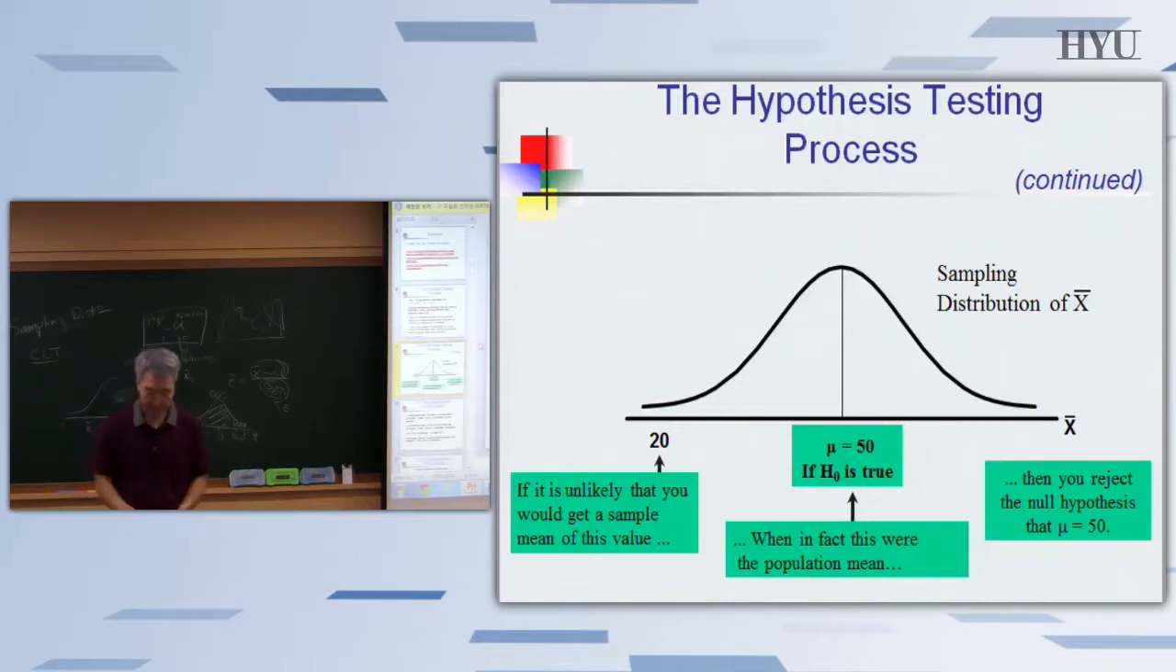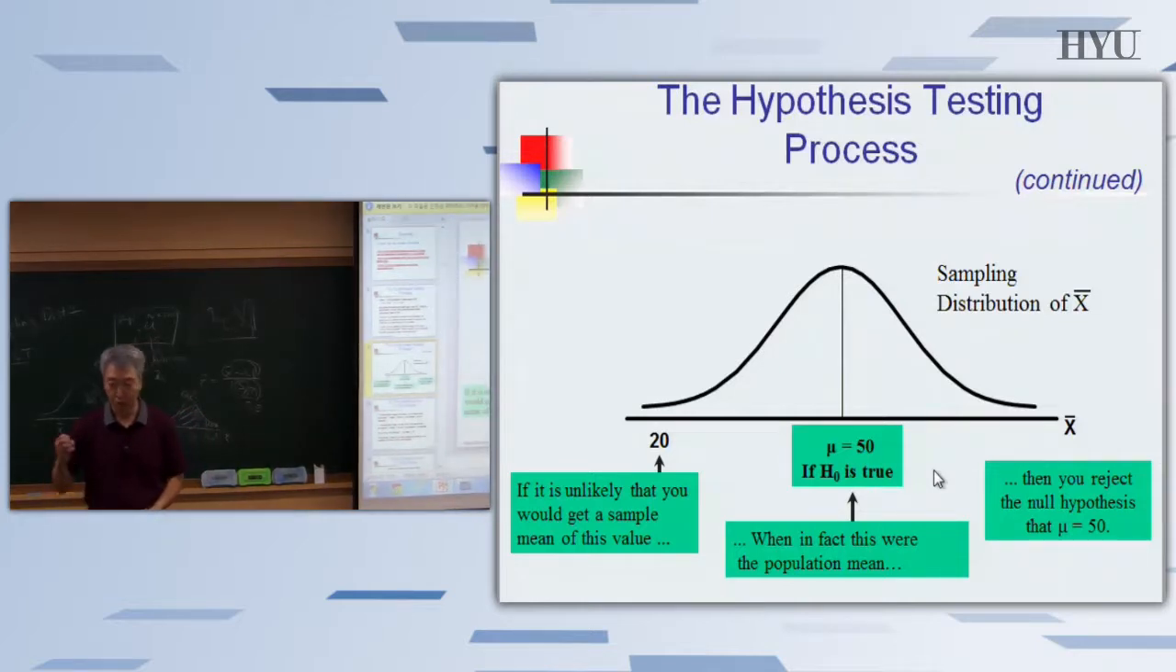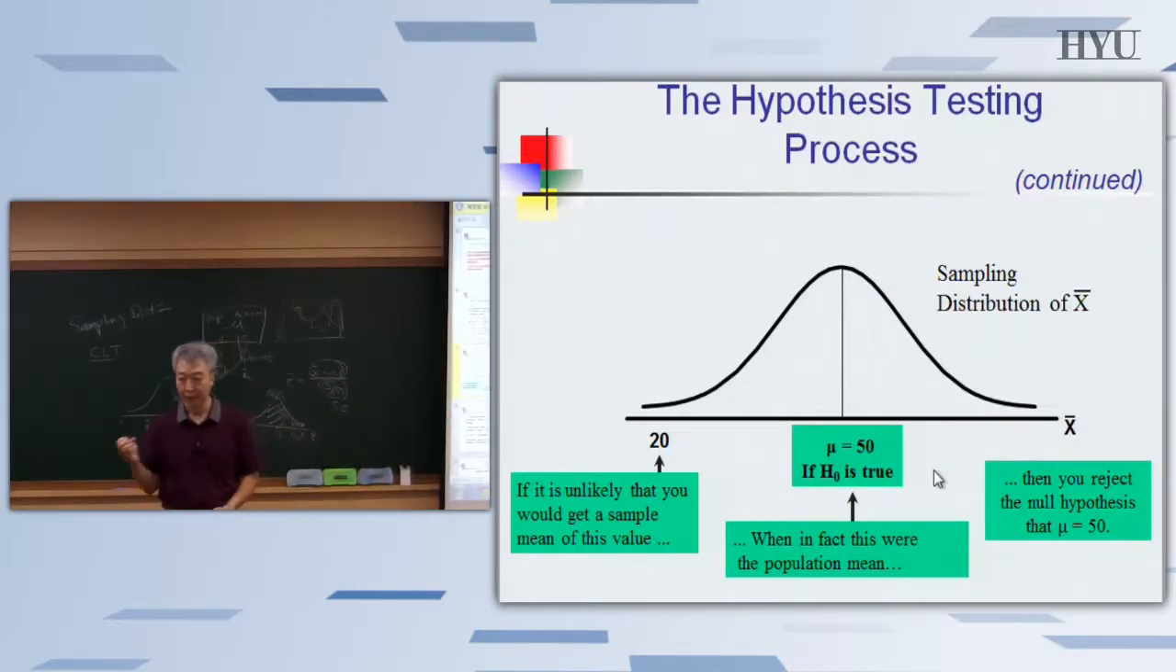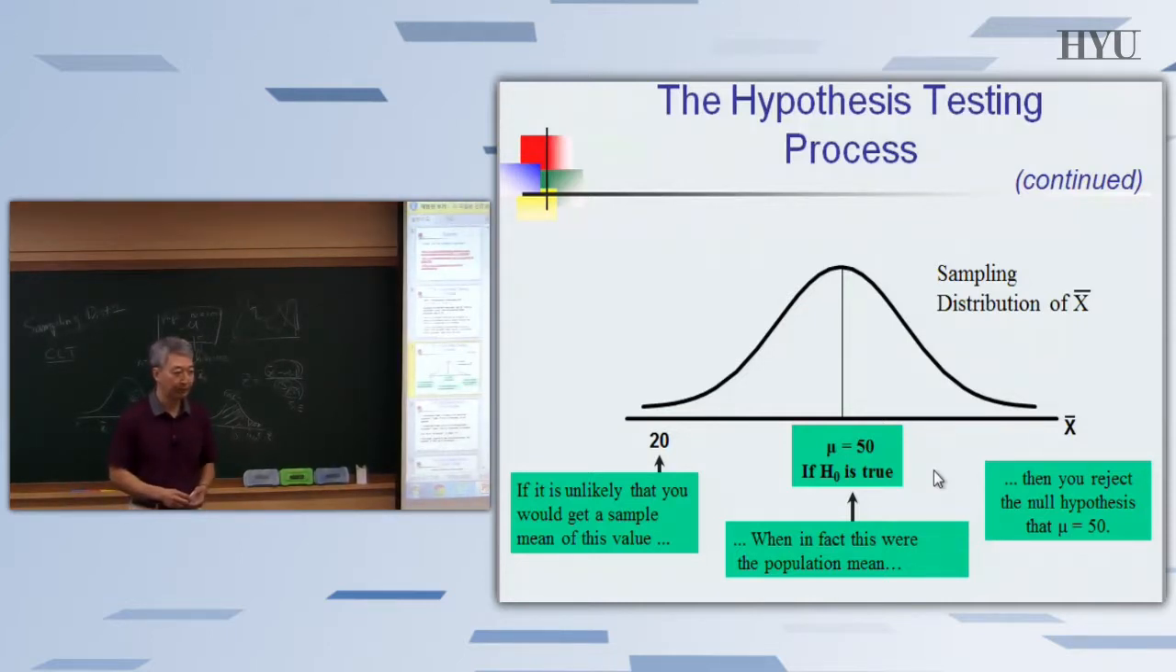All right, anyway, here is the situation. The example here is we have the distribution of x bar, which means this is the sampling distribution of sample means, okay? And the null hypothesis claims it is centered at 50, right? In other words, the population mean is 50, okay? And then suppose you took a sample and actually calculated the sample mean, and for some reason, the sample mean came out to be 20, right?